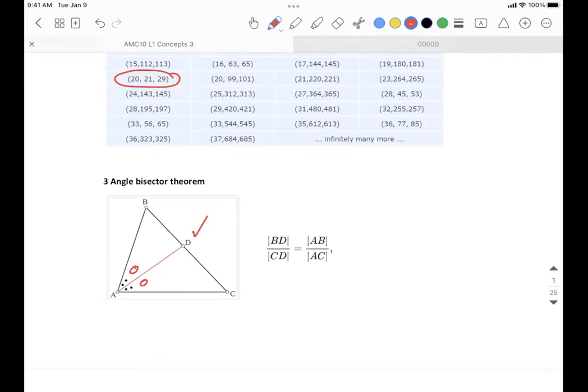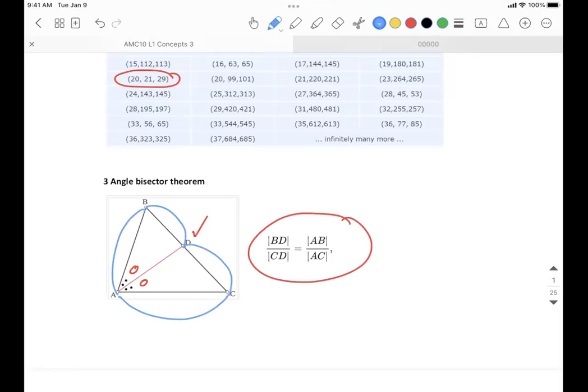Well, the most important thing is that as long as you have an angle bisector, you will automatically have the angle bisector theorem. It actually gives you a side relationship from the angle bisector. So what is that? Let's check it out. BD over CD actually equals AB over AC.